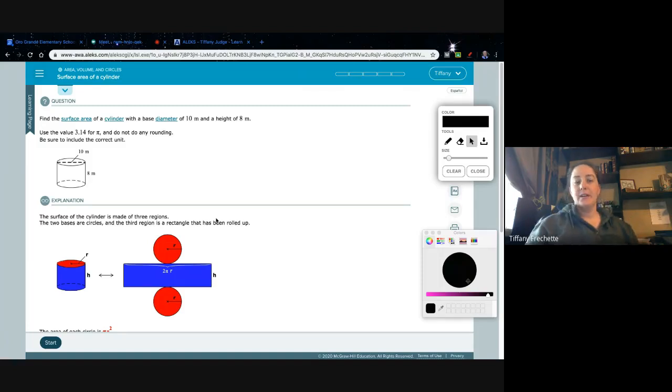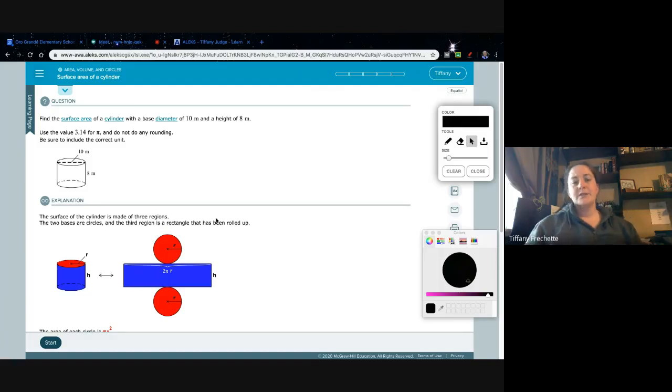Surface area of a cylinder. So we've done surface area of a couple different objects now. I think we did a rectangular prism. We've done a triangular prism, I believe. We may have done some of the other objects, but I know those two for sure that we've worked on this week.